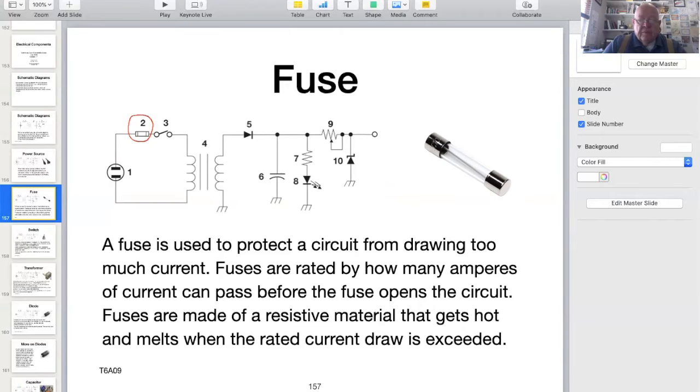It's important to replace a fuse with one of the same value. And if a fuse blows, there's usually a reason. It's a good idea to find the reason before replacing the fuse.